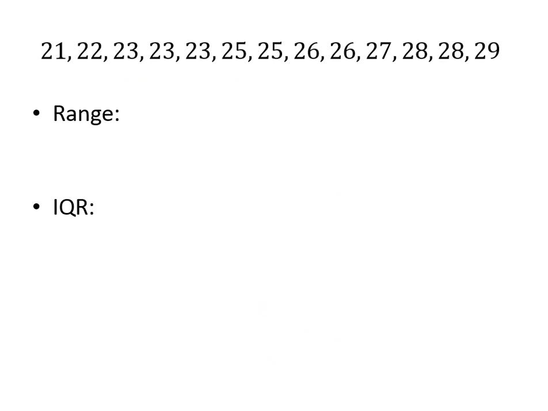So if you have all these right here, and you're asked to find the range, what you do is you just take the largest and subtract the smaller. So 29 is the largest, 21 is the smallest. That means your range has to be 8.